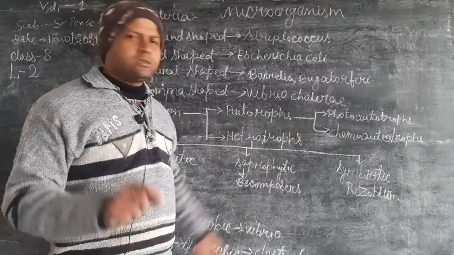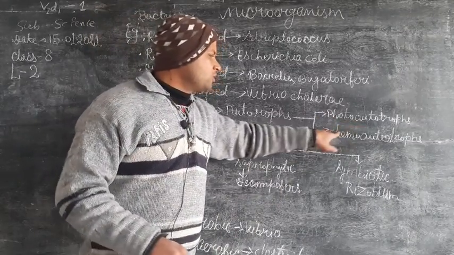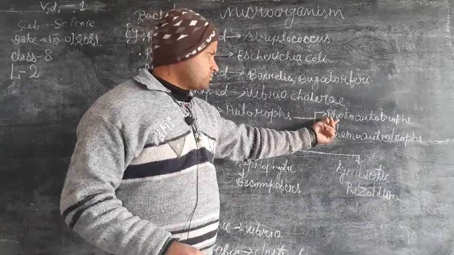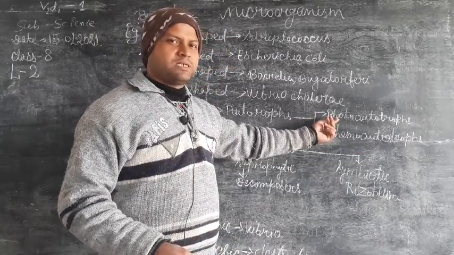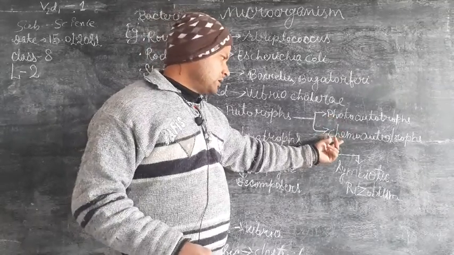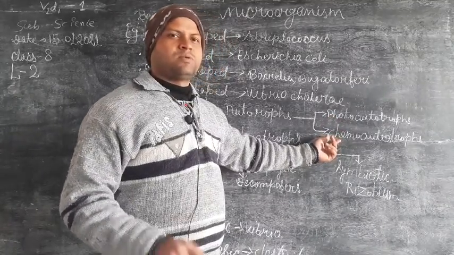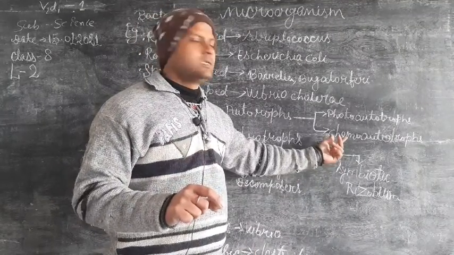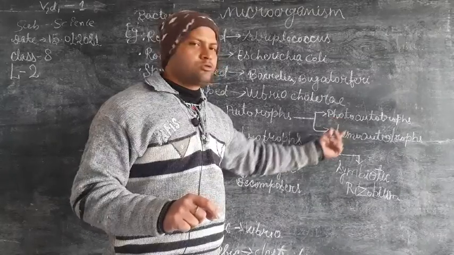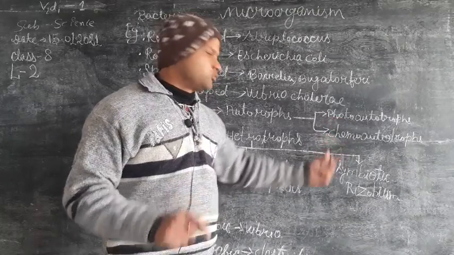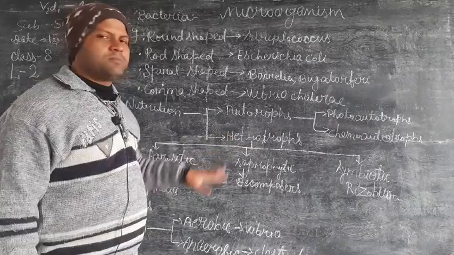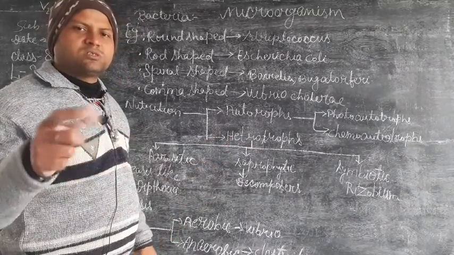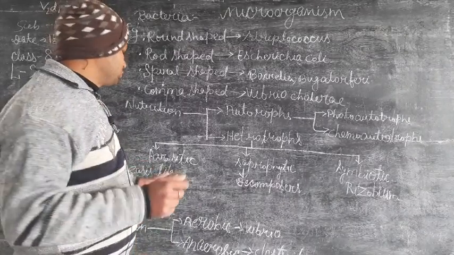Autotrophic nutrition includes photoautotrophs and chemoautotrophs. Photoautotrophs produce food in the presence of light, and chemoautotrophs produce food using chemical substances, biochemicals. That's why they are known as photoautotrophs and chemoautotrophs. Now heterotrophs: those that cannot produce their own food.